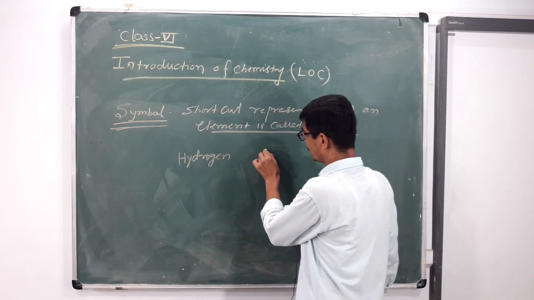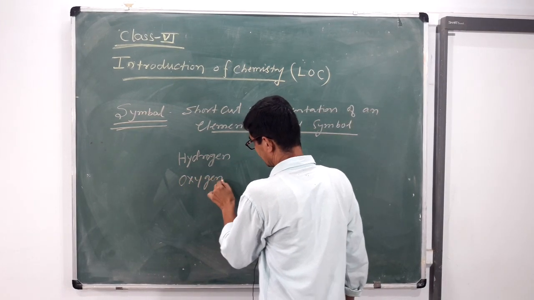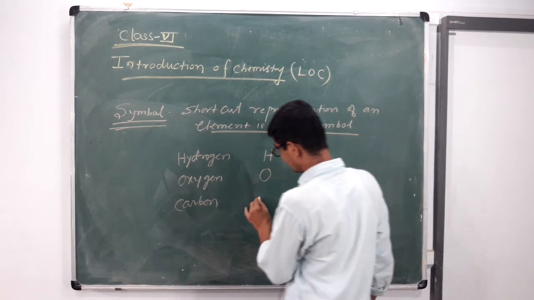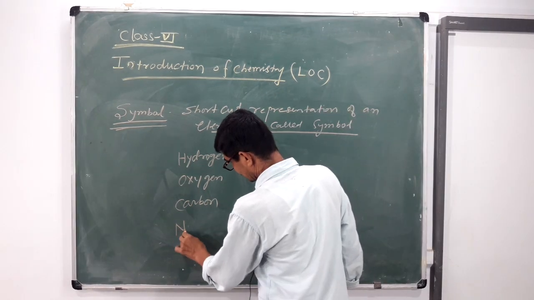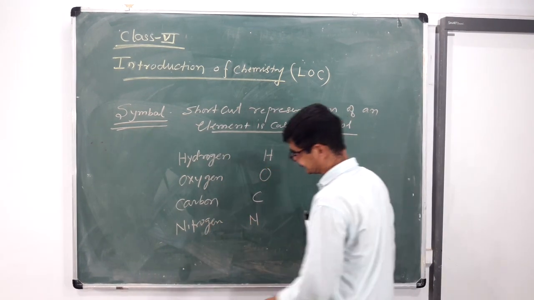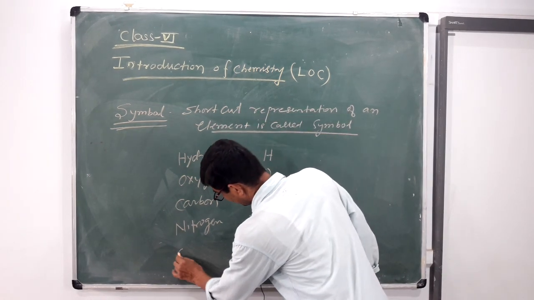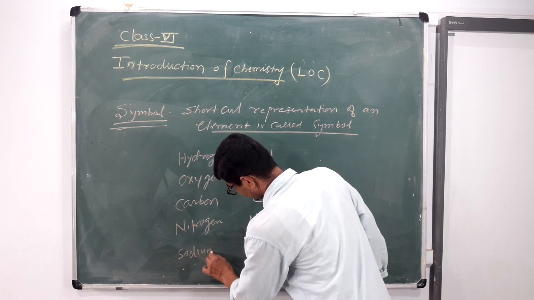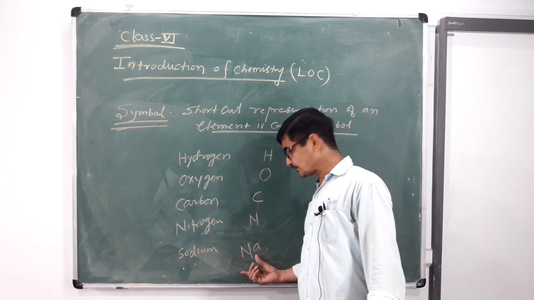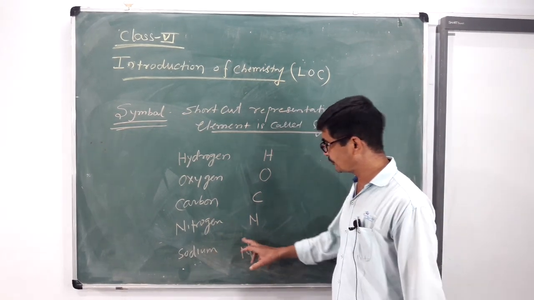Hydrogen, its symbol is H. Oxygen, symbol is O. Carbon, its symbol is C. Nitrogen, symbol is N. Sodium, its symbol is Na. Actually natrium, its symbol consists of two letters. First is capital, another is small. Okay, sodium, so symbol is Na.